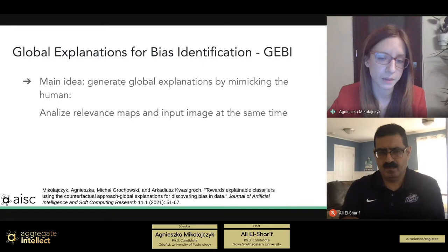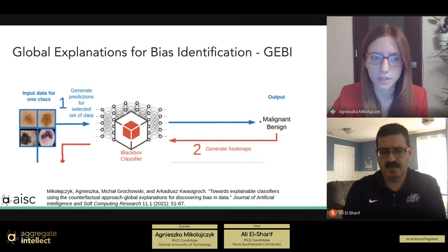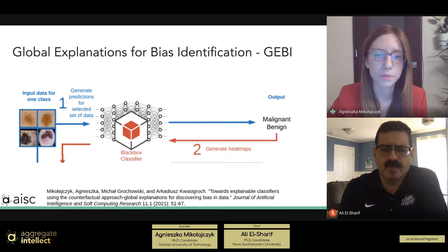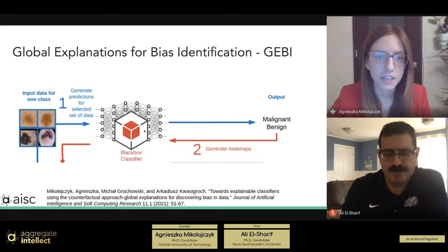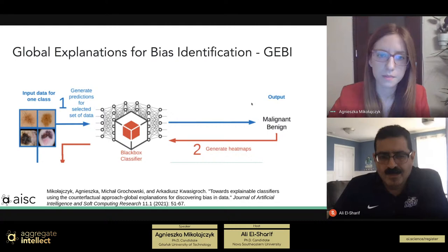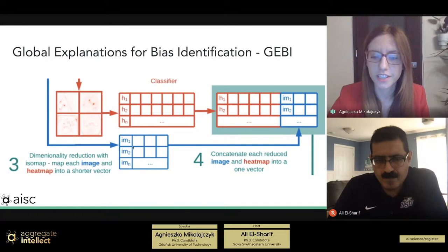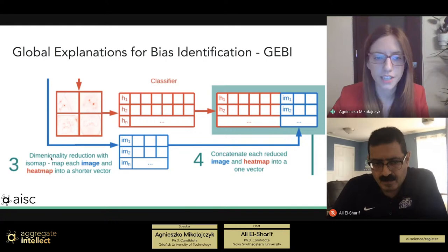So let's look again at the close-up. At first, we need to prepare our input data and model, like in those two previous methods. Then we have to generate predictions for a selected set of data. When we generate them, we have to generate relevance maps. After generating relevance maps, we have to perform some kind of dimensionality reduction.